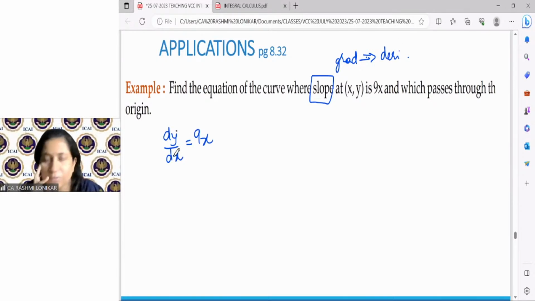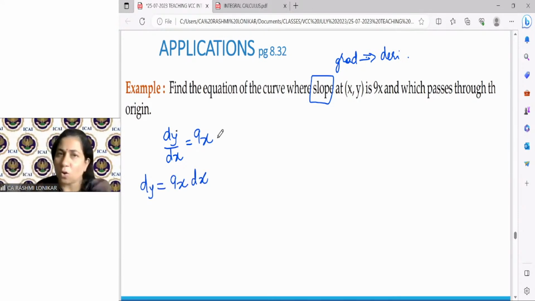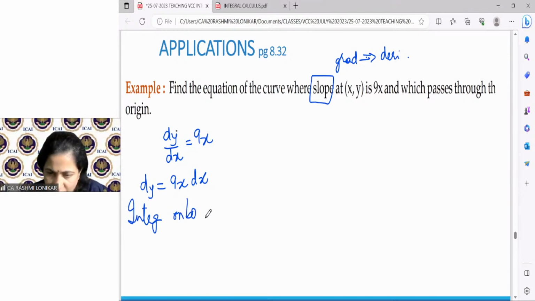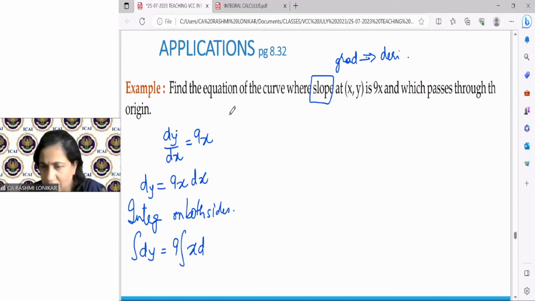Slope is written as dy/dx equal to 9x. So I will write dy equal to 9x dx. I take this dx onto this side, so all the y are on one side and all the x are on one side. Integrating on both sides, I get integral dy equal to 9 integral x dx.